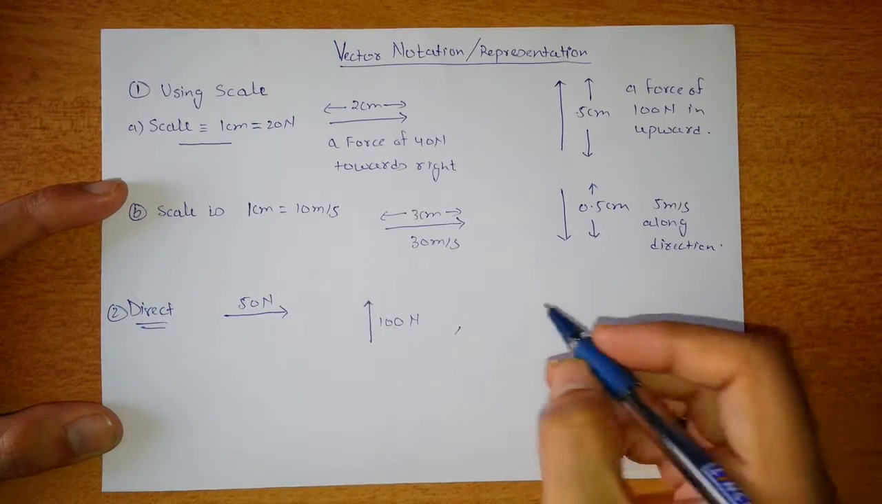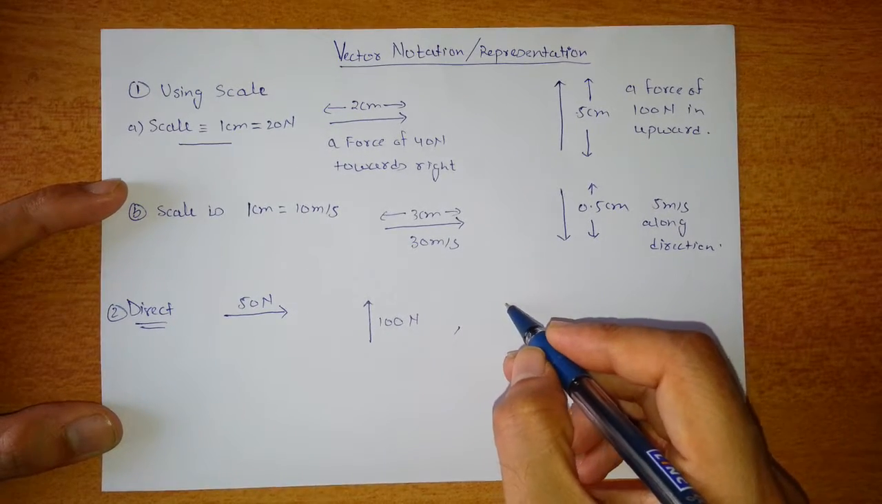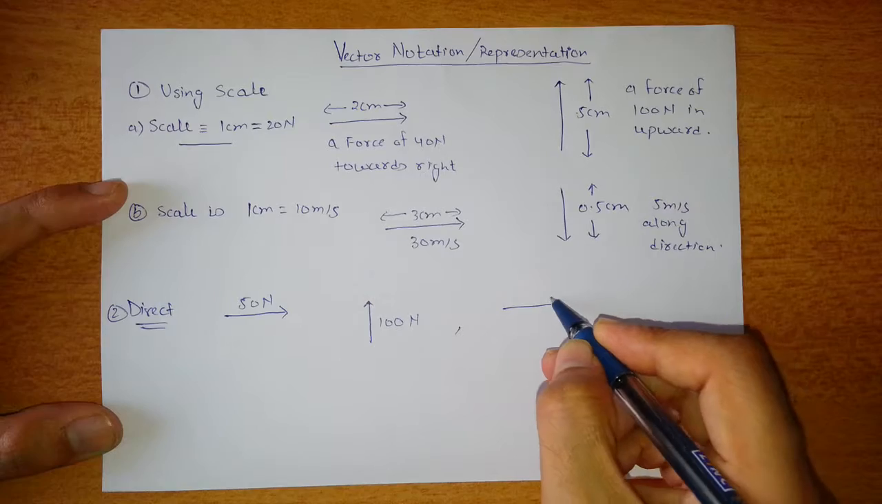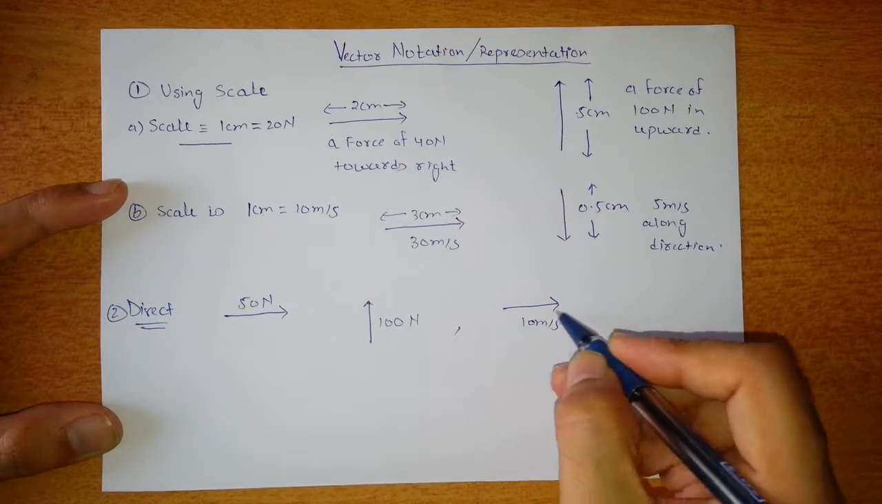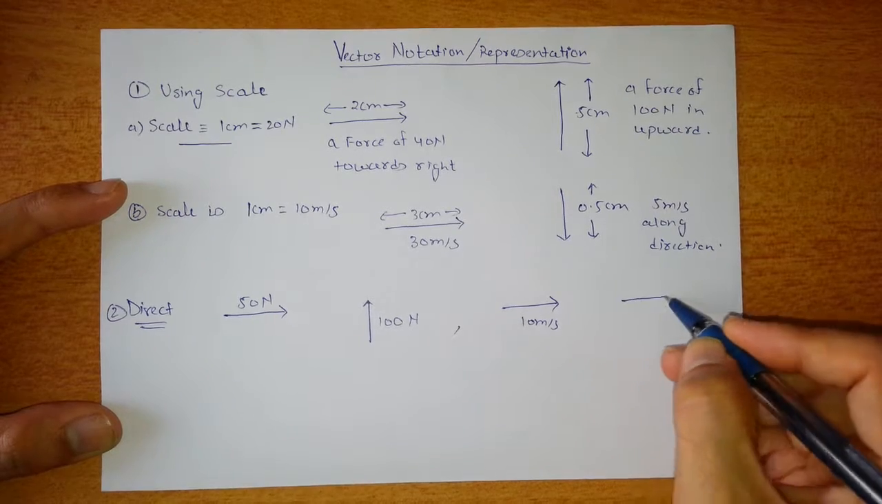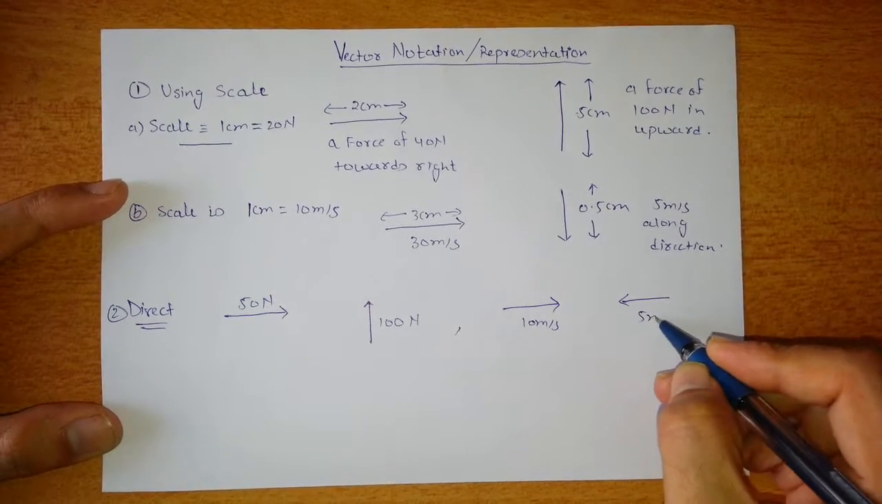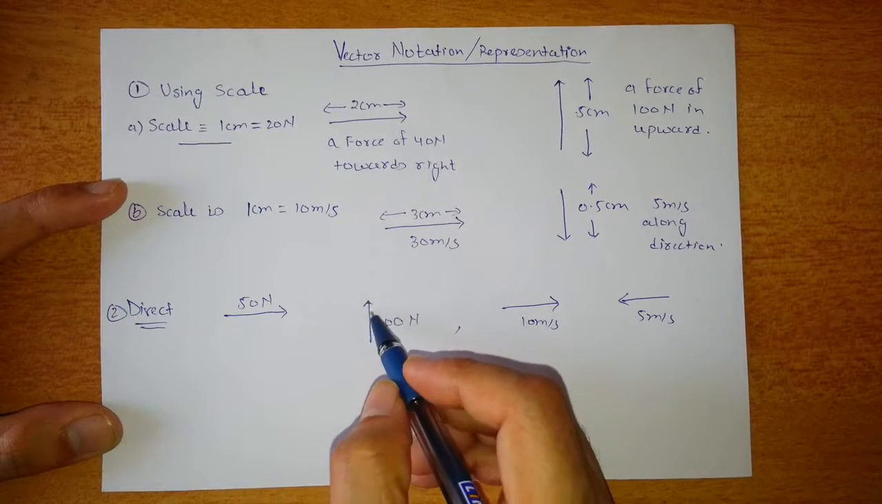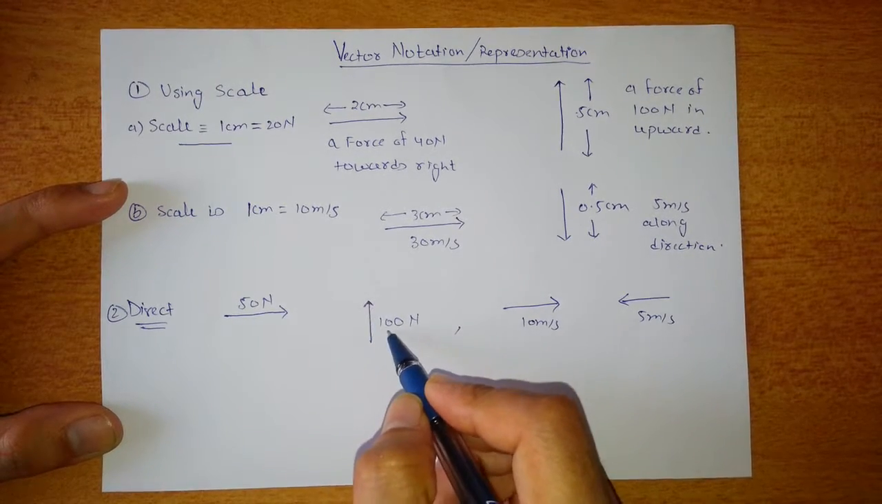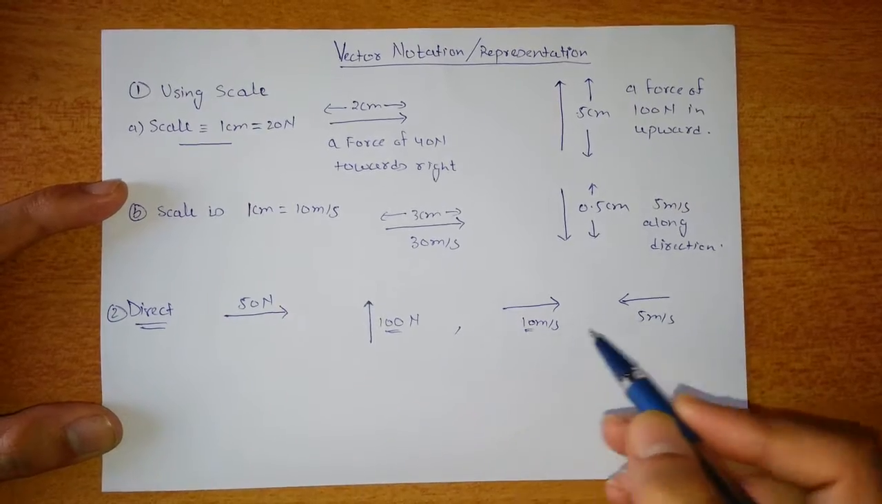We can use some other vectors also. Let's say this is 10 meter per second. This is a velocity towards right. And this is a velocity with 5 meter per second towards left. So we can represent vectors directly by just giving them directions and writing their magnitude nearby.